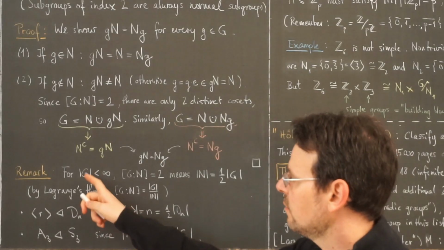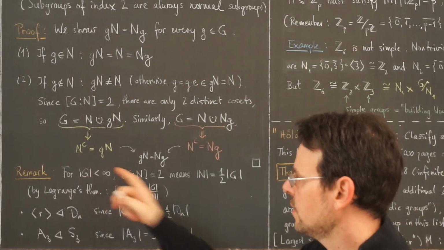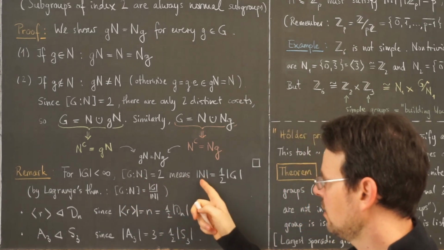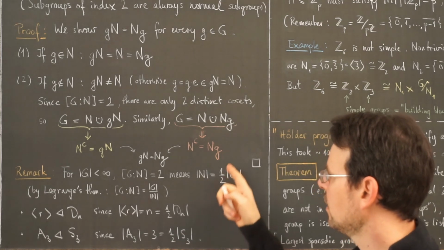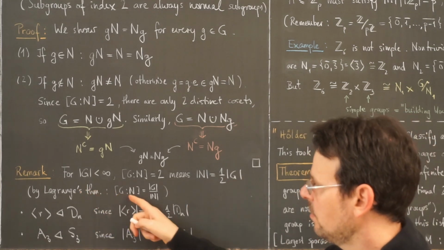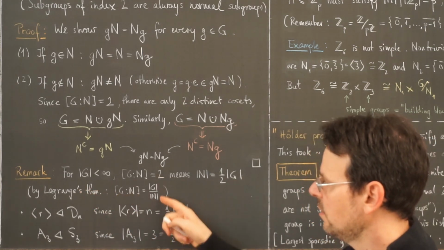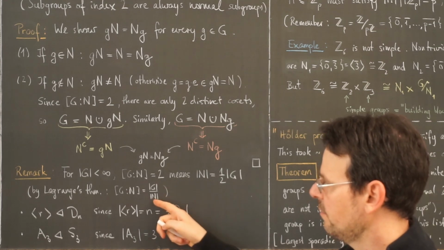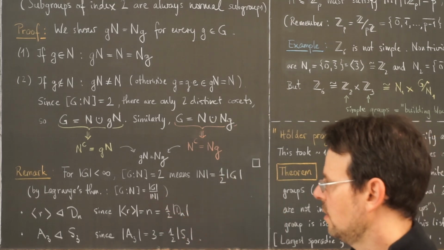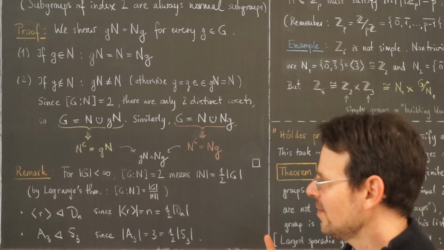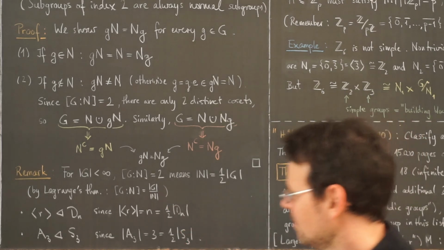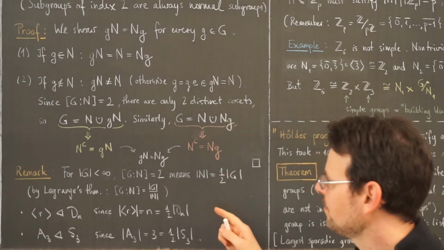Now, in the case of a finite group, so when this order here is finite, the index being 2 means exactly that the order of the subgroup N is half the order of G. Why? Because by Lagrange's theorem, the index is nothing but this quotient here, the order of G divided by the order of N. And if this here is 2, this means exactly that the denominator is half of the numerator. I hope this was the correct order of these terms.